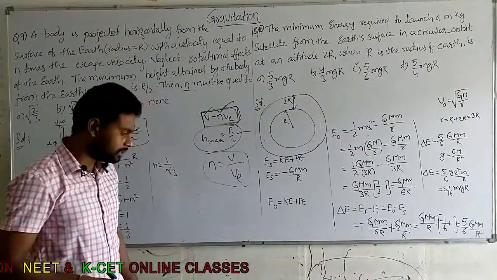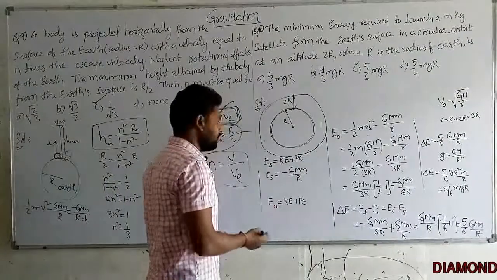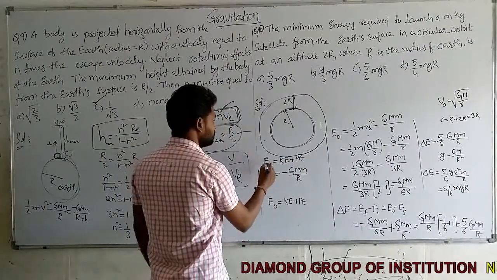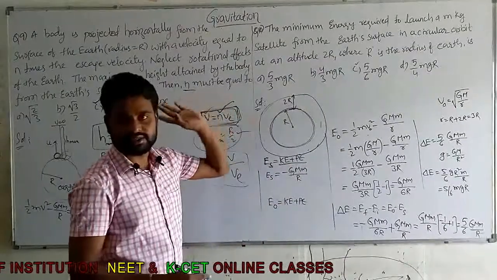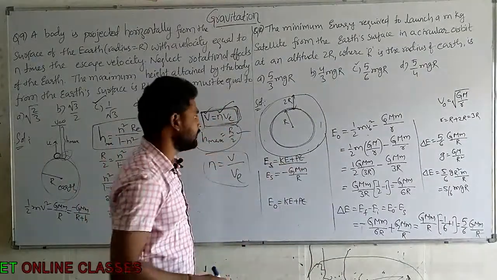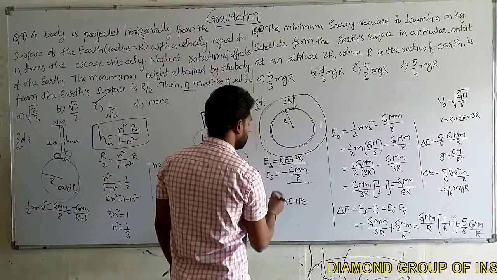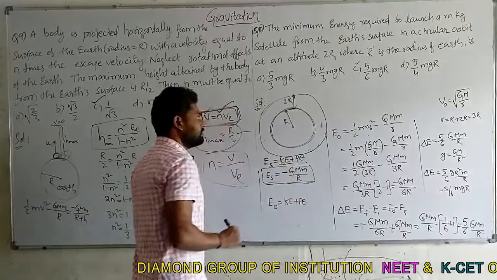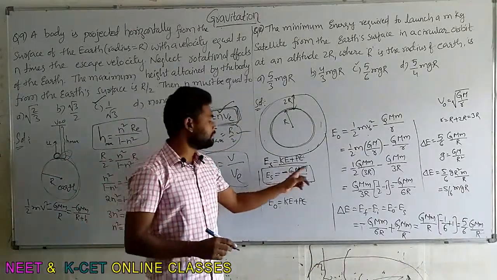R is the radius of the earth. So first, initially it is on the surface. Now what are the energies we have to find? Initially on the surface, total energy equals kinetic energy plus potential energy. Initially it is at rest, so it does not have any kinetic energy. The potential energy formula we already know: minus GMm by R, where R is the radius of the earth. So whenever it is on the surface, the energy of the body is minus GMm by R.